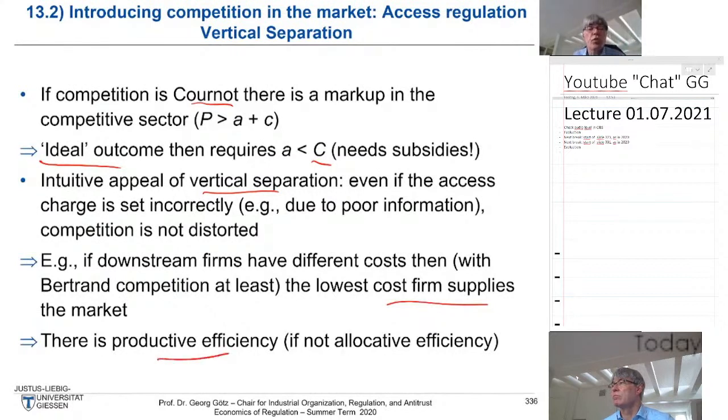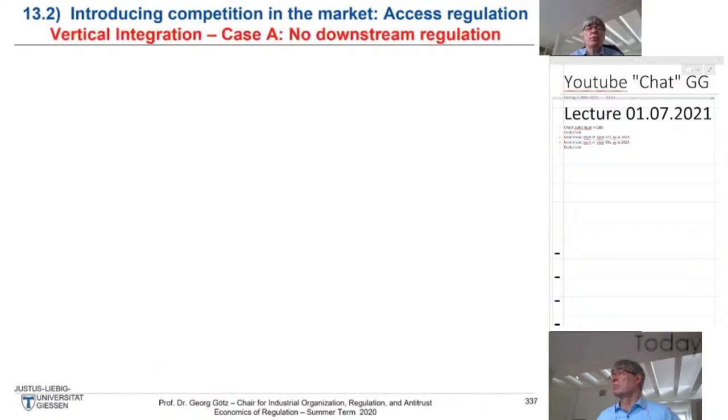The lowest cost firm produces, but of course there's then not allocative efficiency, because you don't have the correct access charge, because you do not know the exact cost of the infrastructure manager. But this is a very simple problem. Of course, it abstracts from any economies of scope, so it's really the easiest way you could put it, and you abstract from many important things which you have to look into in a real world problem.